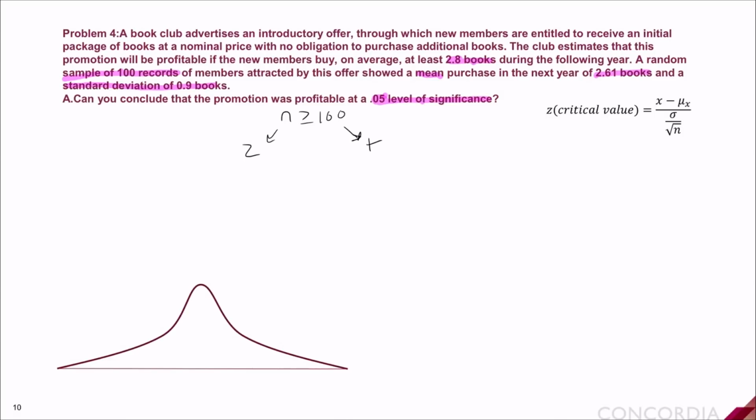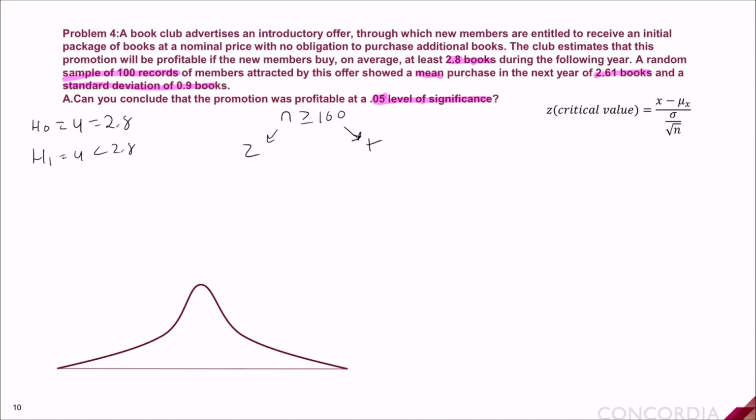So now, the first thing we want to do is state H0 and H1. Our H0 would be that this promotion was in fact profitable, and that the mean is equal to 2.8. While H1 would be the side stating that the promotion was not profitable, and that the mean was less than 2.8.